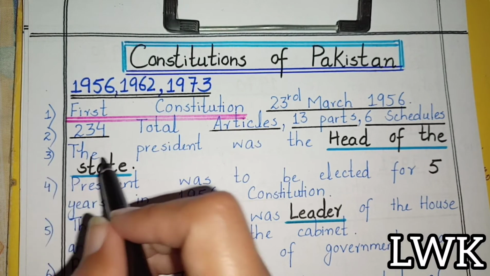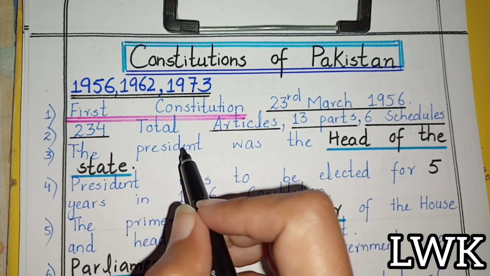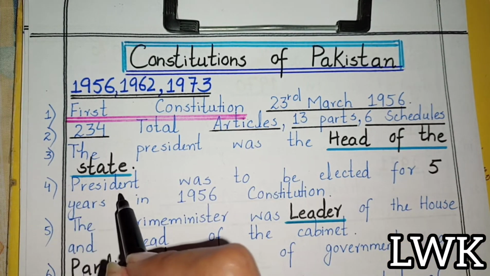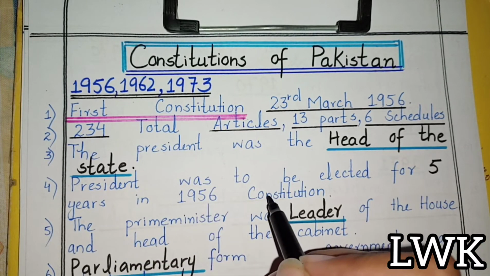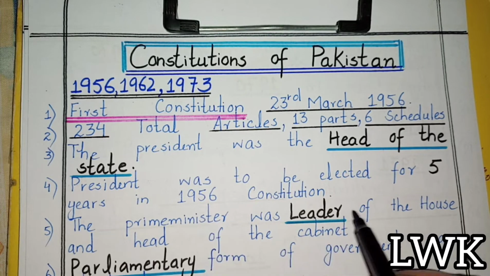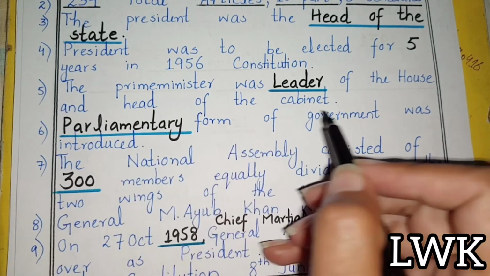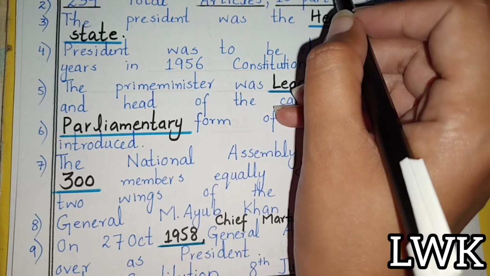Question number 3, the President was the head of the state. So in this Constitution, the President was the head of the state. Question number 4, the President was to be elected for 5 years in the 1956 Constitution. Question number 5, the Prime Minister was leader of the House and the head of Cabinet. Question number 6, parliamentary form of government was introduced in the 1956 Constitution.